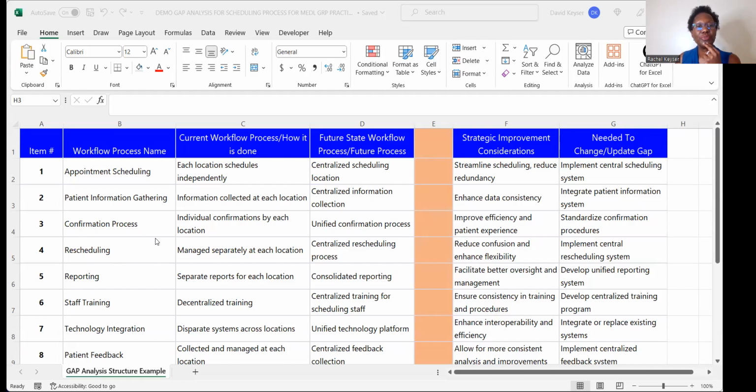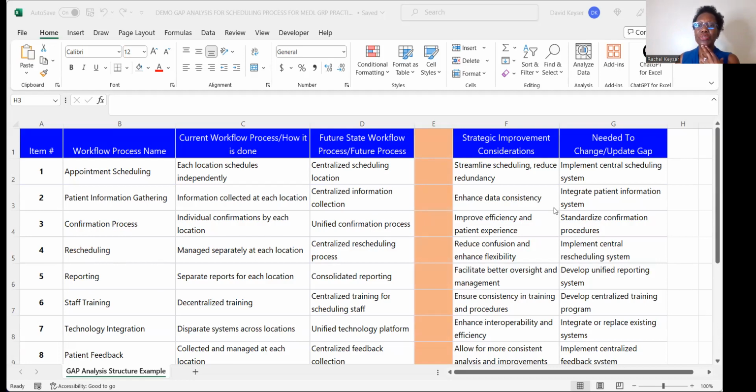So then the confirmation process, again, each location, but we want it to be unified. This is where I am. And then the consideration is to improve efficiency and the patient experience, so that not many people are calling the patient from different locations. There's only one, and everyone is seeing that one instance of the patient being scheduled. And this is to standardize the confirmation procedures or processes.